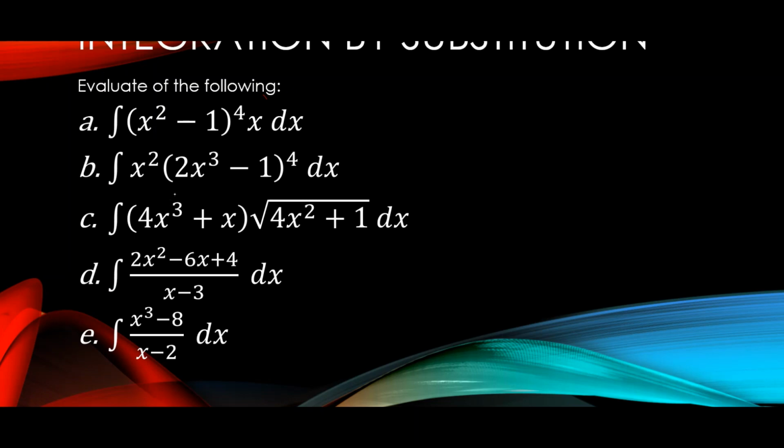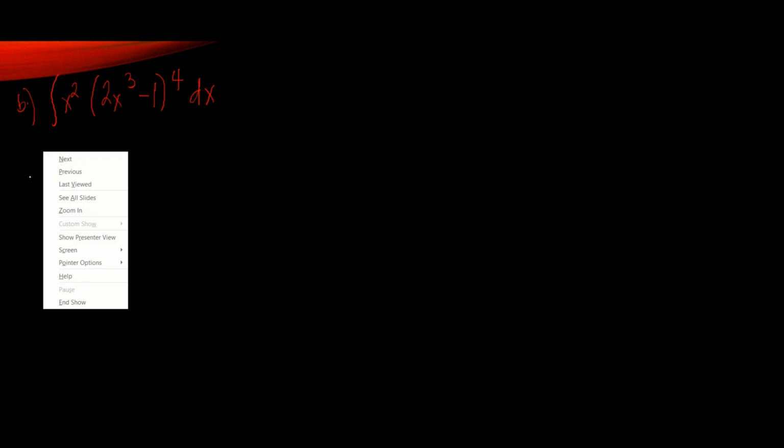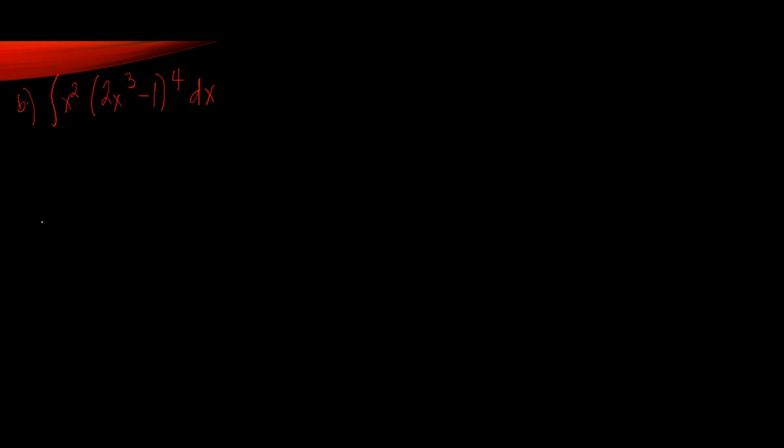Okay, so let's have example letter B. The integral of x squared times the quantity 2x cubed minus 1 raised to 4 dx. So, let's write it. Example letter B, the integral of x squared times the quantity 2x cubed minus 1 raised to 4 dx. So, gaya ng ginawa natin kanina, mag-let u tayo. So, let u be equal to 2x cubed minus 1.